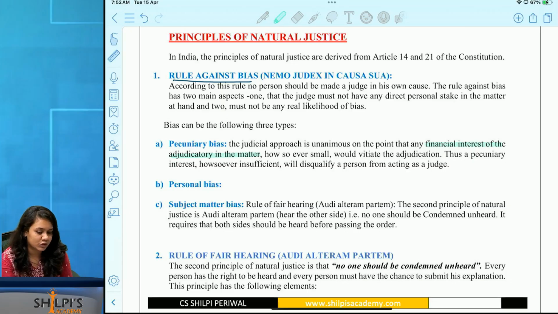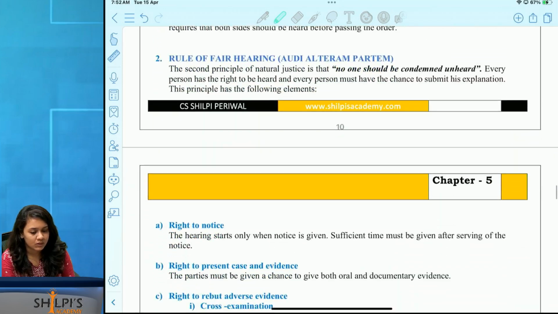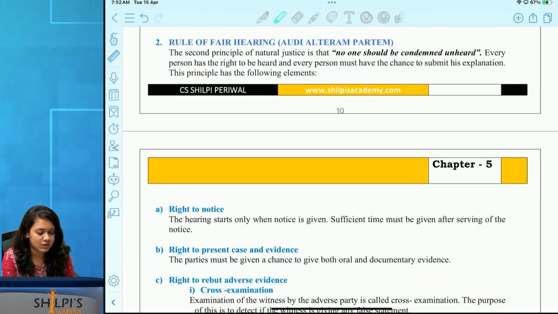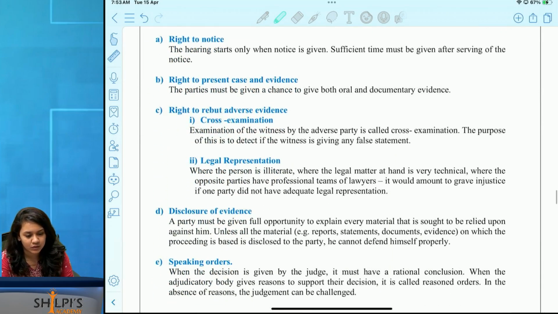So, the principles of natural justice: the first rule is the rule against bias, followed under the principle of nemo judex in causa sua. The second principle of natural justice is audi alterum partem, that is the rule of fair hearing, or otherwise saying that no person should be condemned unheard. That is, every person should have a right to be heard, and every person should have a chance to explain himself. So, therefore, the rule of fair hearing goes on to say that no person shall be inconvenienced or condemned unless he is heard. And the principle of being heard goes ahead to encapsulate the following points.